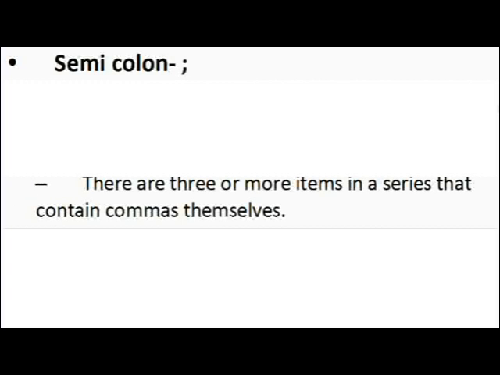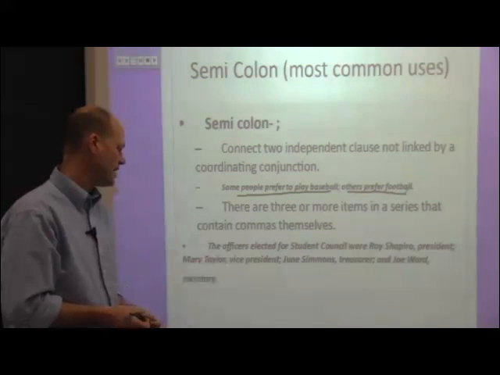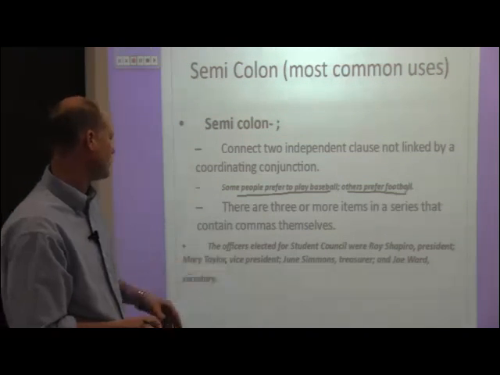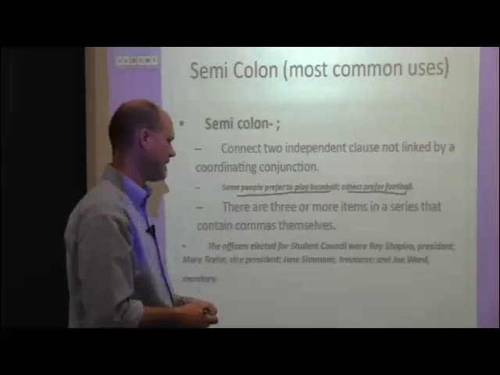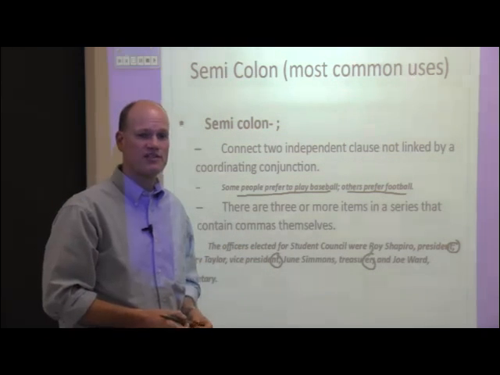There are three or more items in a series that contain commas themselves. That's another situation where you're going to need to use a semicolon. We have an example here. The officers elected for student council were Roy Shapiro, president; Mary Taylor, vice president; June Simmons, treasurer; and Joe Ward, secretary. So after each of those second things that are separated by a comma, you have your semicolon. After president, after vice president, after treasurer. That's where you're going to see semicolons.